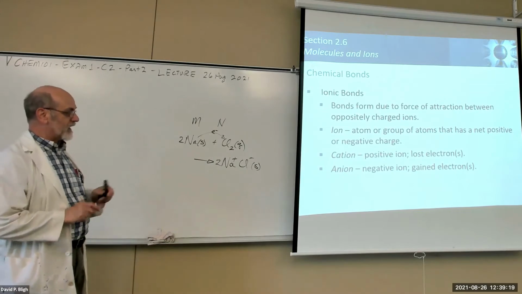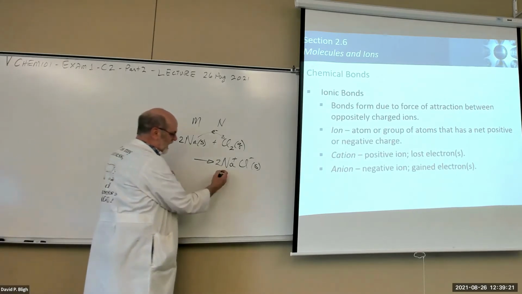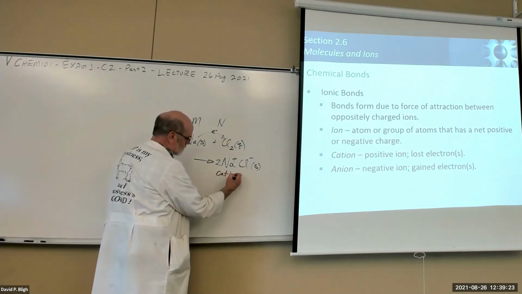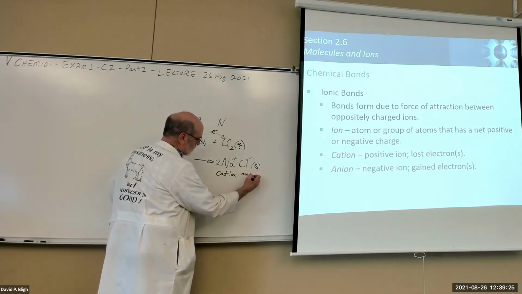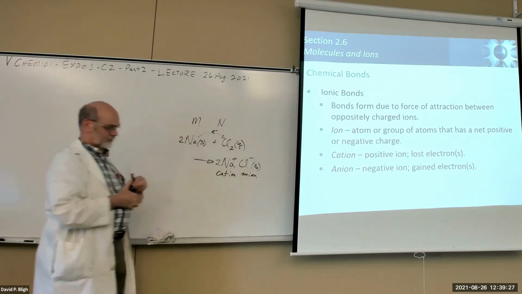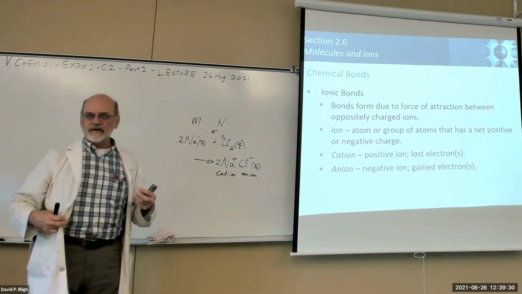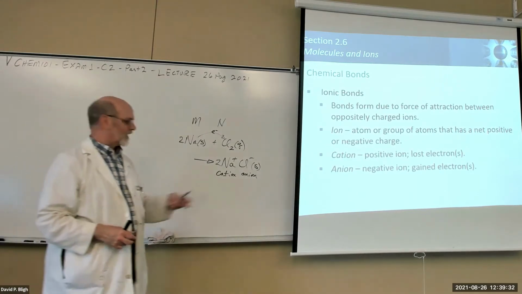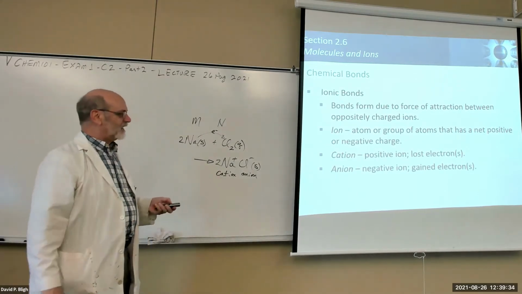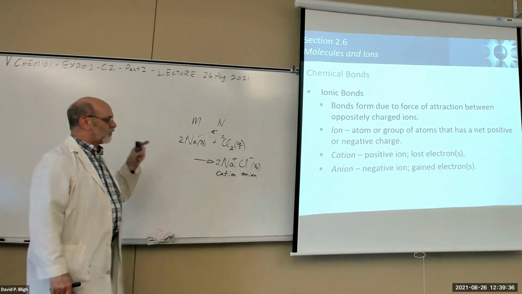Now we've got a special name. This one is the cation, and this one's the anion. Just memorize them. I don't have any fancy, interesting stories about that one. Okay, so how do we form ions?